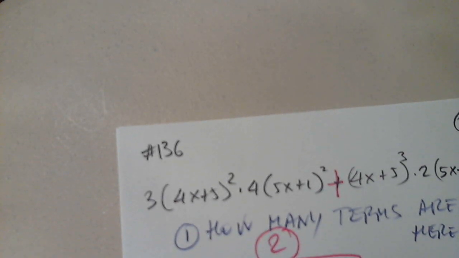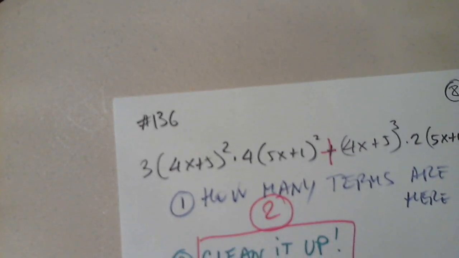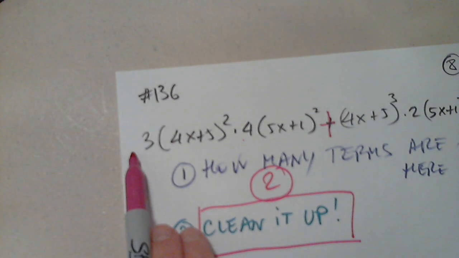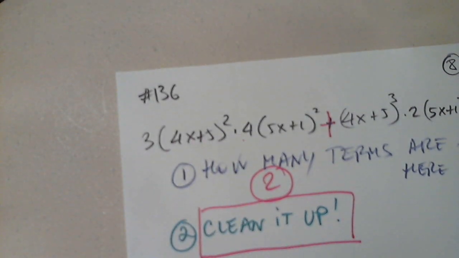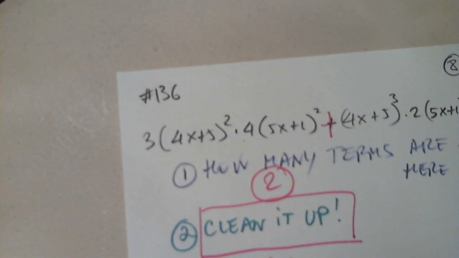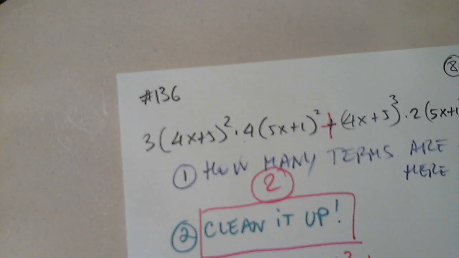I don't even know what the heck that is, right? So it's all over the place. Factors in the middle of other factors. No, no, no. 3 times 4 is 12. (4x plus 5) squared, (5x plus 1) squared plus.